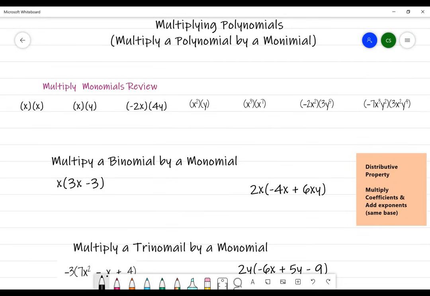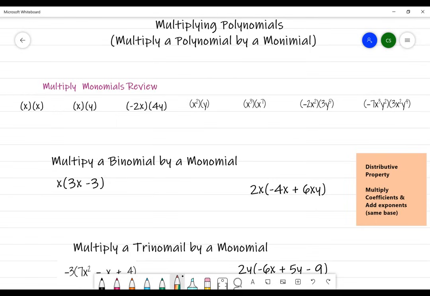All right, guys, today we'll begin multiplying polynomials. So we're going to start off with a little multiplying monomials review, remembering that that's just one term. So if we have x times x, that's a monomial times a monomial. This goes back to our property of exponents. And if they have the same base, like the same variable, I can add the exponents.